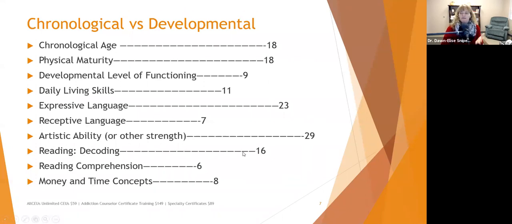Reading and decoding is often a little bit behind what their chronological age is, but their comprehension, again, they can read it, they can read out loud, they can say the words, but understanding what they've just taken in is down around the level of a first grader. And money and time concepts are also around that of an 8-year-old or a 2nd grader. So when we're looking at these things, and this is not every person with an FASD, every person with an FASD is going to be at a different place on each one of these dimensions, except for chronological age and physical maturity, which is why it is so important to do the assessment.